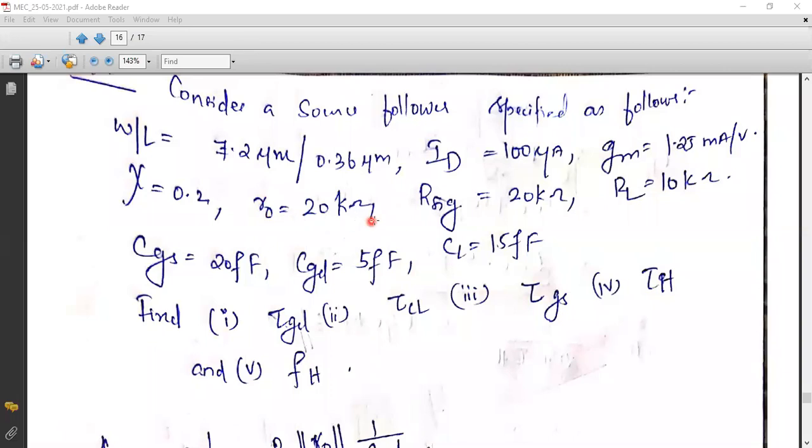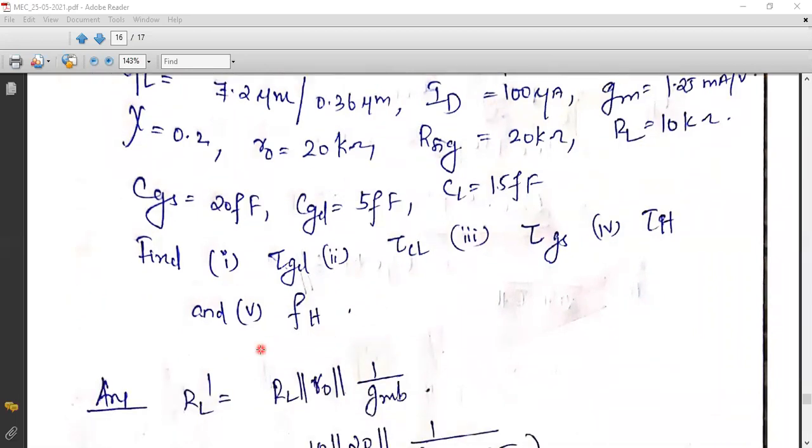Then we have R0 20 kilo ohm, Rsig 20 kilo ohm, RL 10 kilo ohm. So all the resistances are given, followed by the three capacitances. So we have three capacitances. It is understood that we need to find all the three time constants related to tau GS, tau GD, tau CL. Then we will find the overall time constant and later we will find the cutoff frequency.